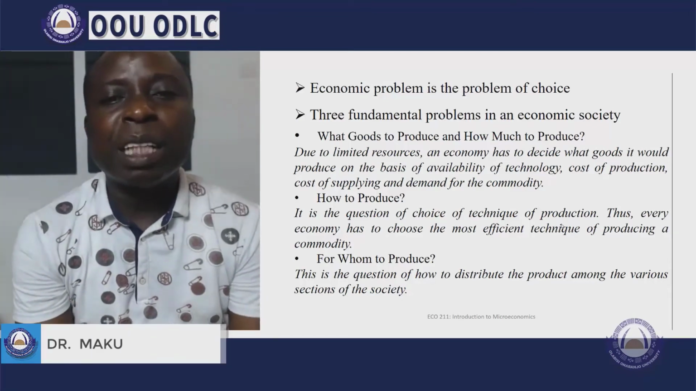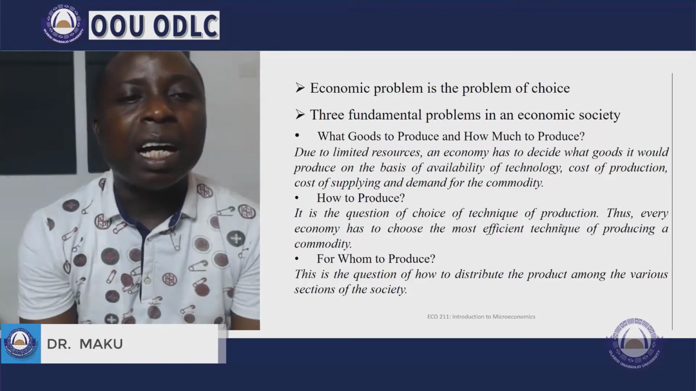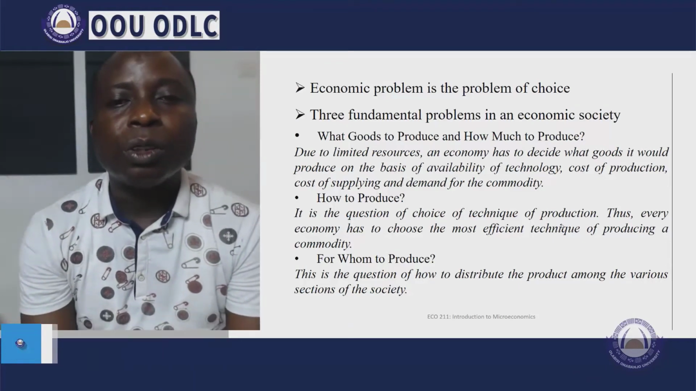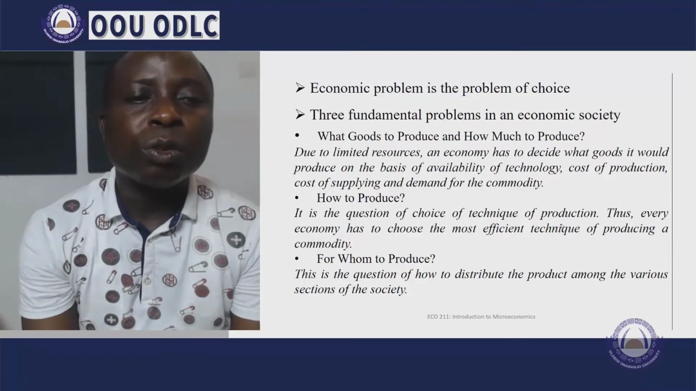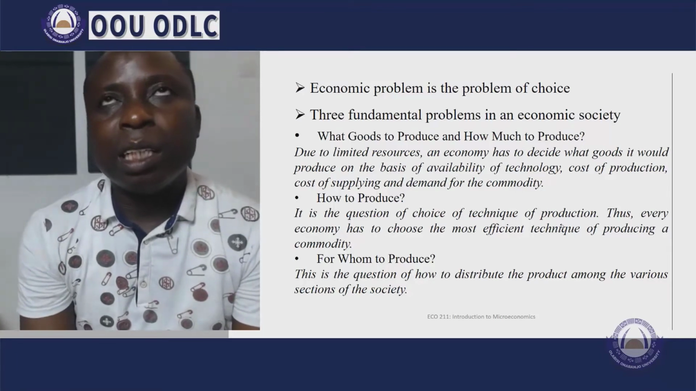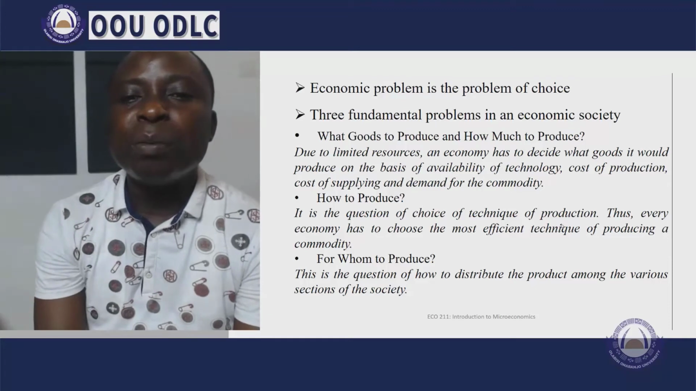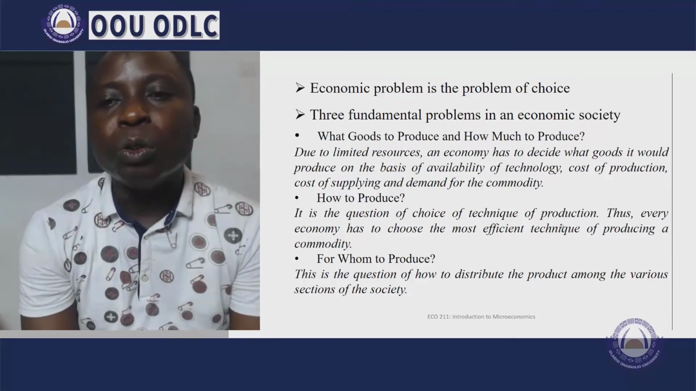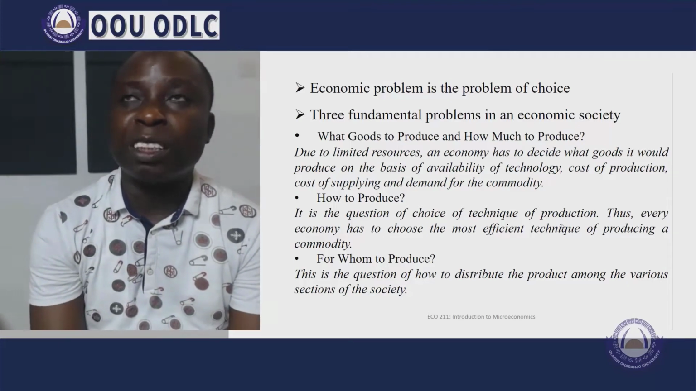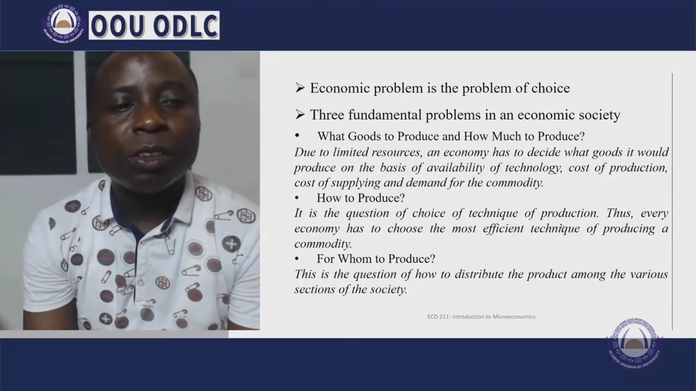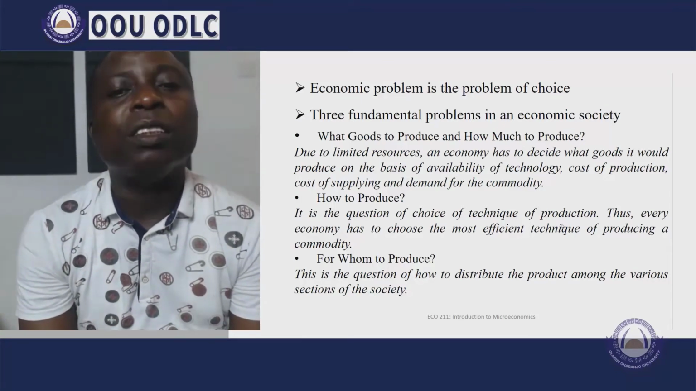There are three fundamental problems in an economic society. These are: what goods to produce and how much to produce. What goods to produce and how much to produce is a result of limited resources, because an economy has to decide what goods it will produce on the basis of availability of technology, cost of production, cost of supplying, and demand for the commodity.